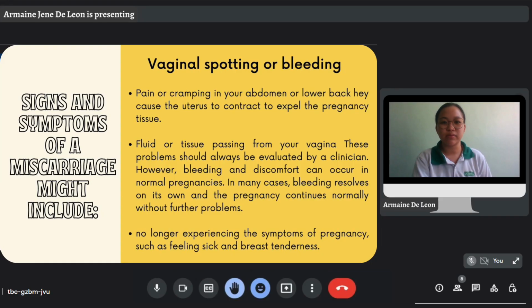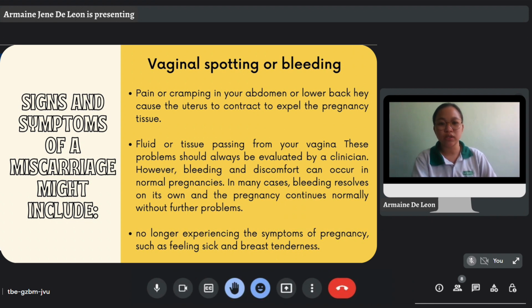So for the assessment, signs and symptoms of miscarriage might include vaginal spotting or bleeding. Pain or cramping in your abdomen and lower back can cause the uterus to contract to expel the pregnancy tissue. Fluid or tissue passing from your vagina, this problem should always be evaluated by a clinician. However, bleeding and discomfort can occur in normal pregnancies. In many cases, bleeding resolves on its own and the normal pregnancy continues without further problems.